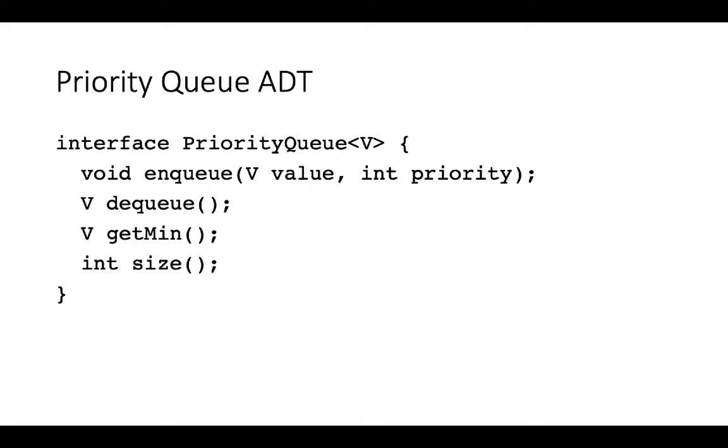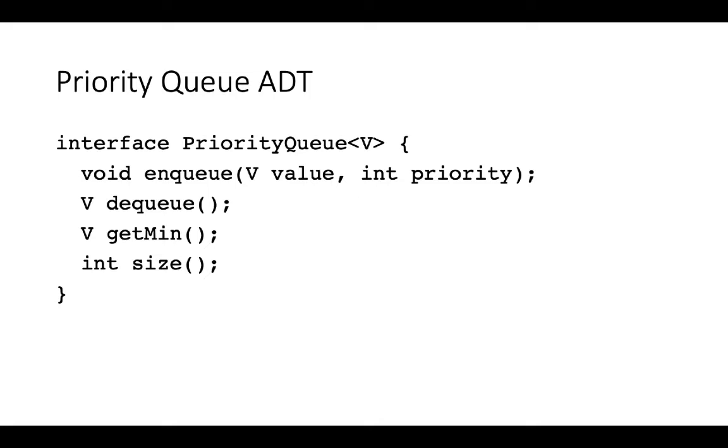So this is essentially the interface that represents a priority queue, right? We want to be able to enqueue values of type V. We want to be as generic as possible when we write these things so that we can use them in different places. So this is going to be a priority queue of some type V, right? So the values, that's the thing that we're keeping track of. And when we enqueue a value, we have to give it a priority.